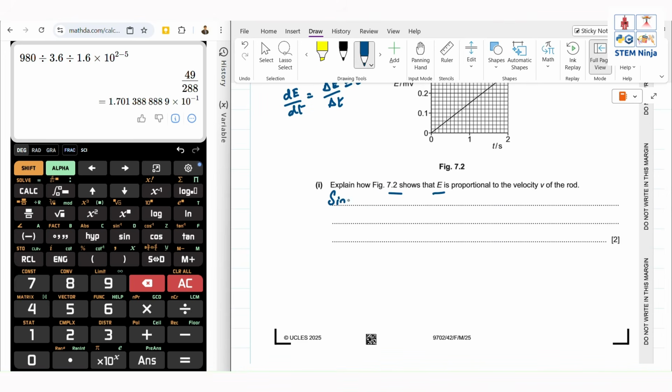Since the rod is accelerating uniformly, velocity is increasing at a uniform rate.